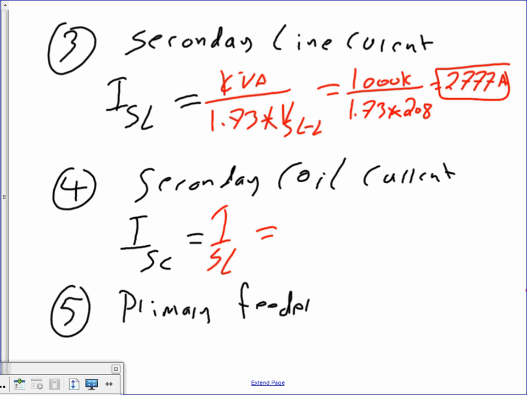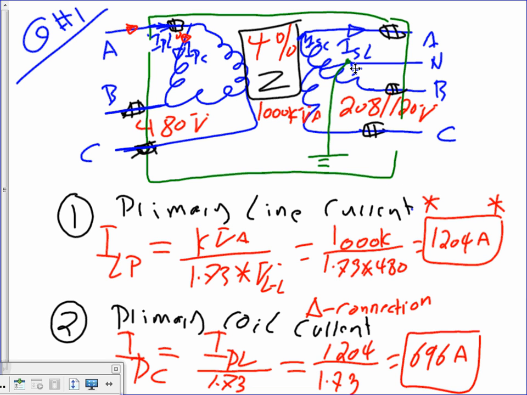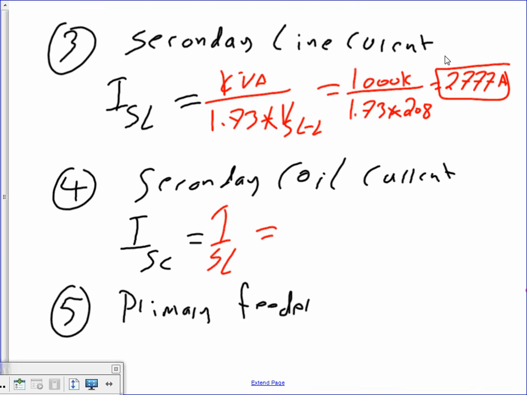The secondary coil current, because it's a Y, can you guys see that? In a Y, the line current and the coil current are the same. Here's the coil current coming out and it goes all the way, the same current. Matt, you're going to do some of these with us when you go to the motors too, so it'll be repeating. Secondary coil current is the same one, 2,777 amps. In a delta, the voltage stays the same for the coil and the line. In a Y, the line current and the coil current stay the same.